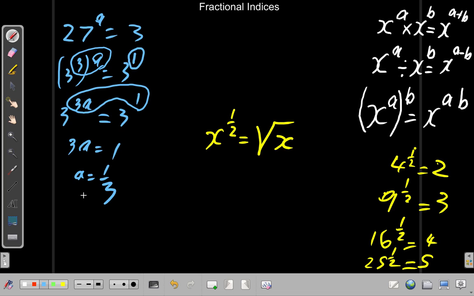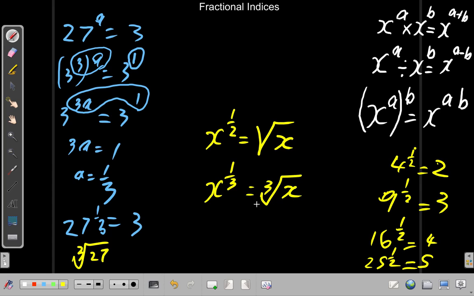Now, if a is 1/3, we're saying that 27 to the 1/3 is equal to 3. But we looked earlier and saw that 3 is the cube root of 27. So this is implying that 27 to the power of 1/3 is the cube root of 27. Could it be that x raised to the 1/3 is equal to the cube root of x? And could it be that if we try with other numbers, we would see that x raised to the 1/a is equal to the a root of x? Well, it is, right?